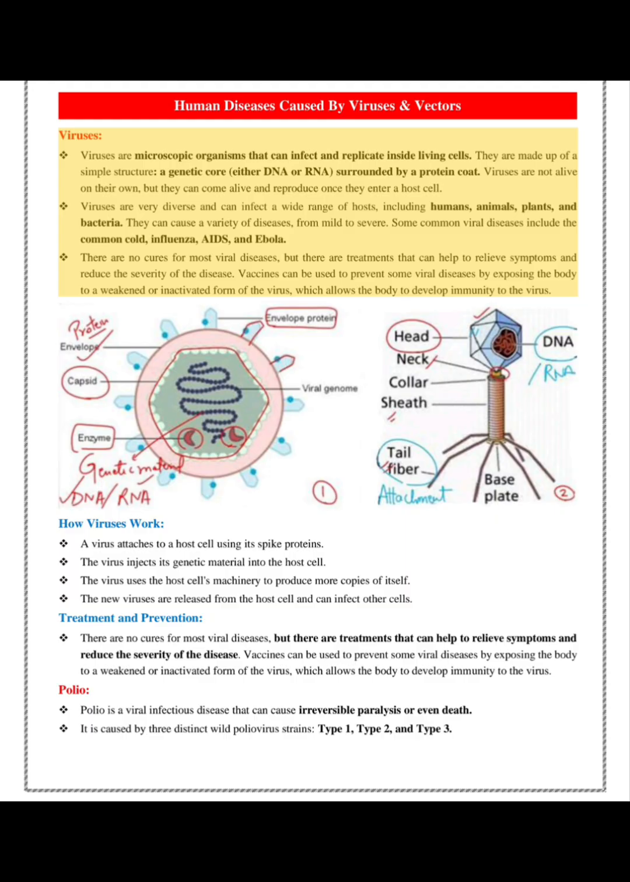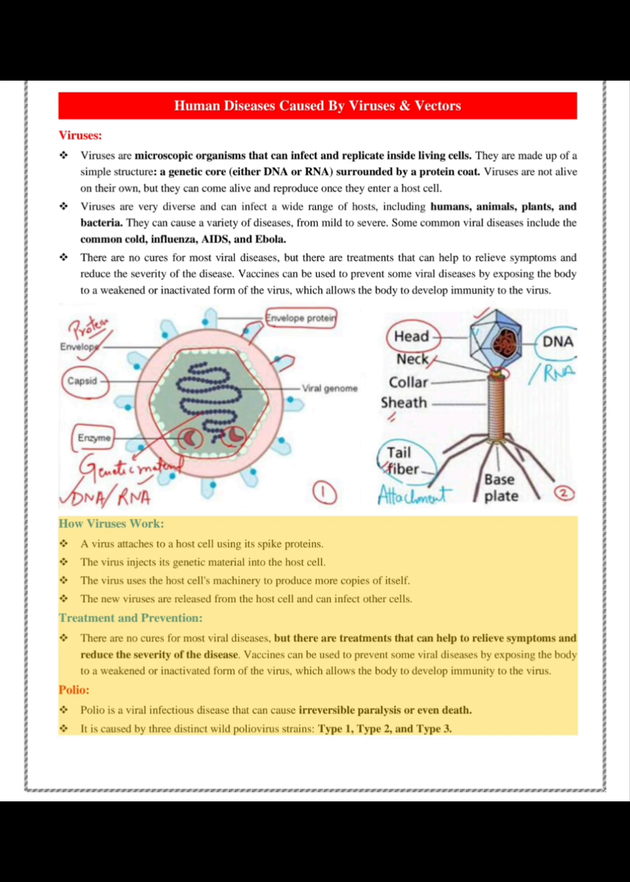Viruses are very diverse and can infect a wide range of hosts, including humans, animals, plants, and bacteria. They can cause a variety of diseases, from mild to severe. Some common viral diseases include the common cold, influenza, AIDS, and Ebola. There are no cures for most viral diseases, but there are treatments that can help to relieve symptoms and reduce the severity of the disease. Vaccines can be used to prevent some viral diseases by exposing the body to a weakened or inactivated form of the virus, which allows the body to develop immunity to the virus.